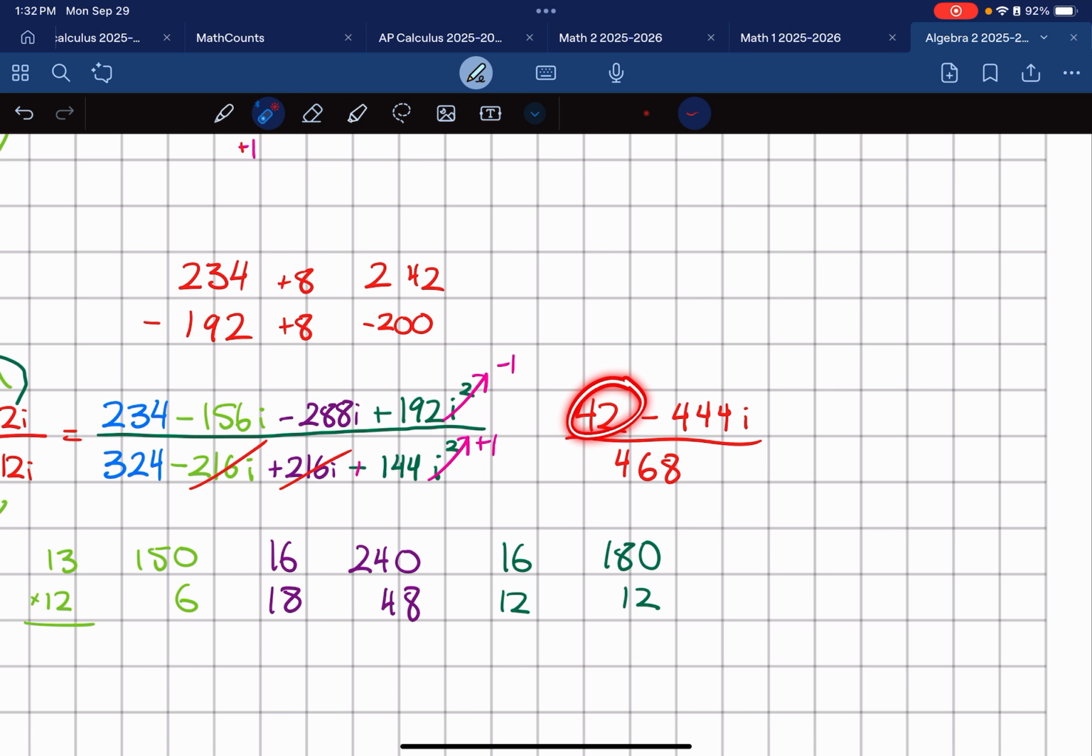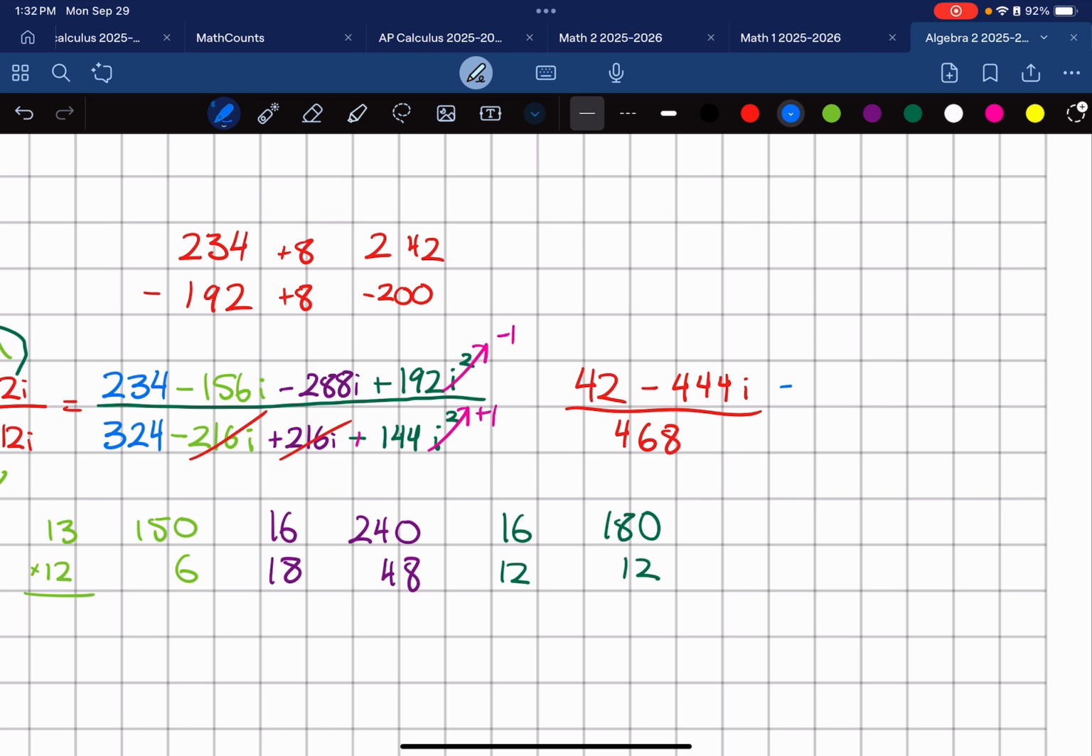But I'm noticing that each of these numbers is divisible by 2. Is this divisible by 4? No. So I think at the maximum we can do is divide by 2. So let's go ahead and divide the numerator and denominator by 2 here. So to make this a 21 minus 222i all over 234. Whew. What a problem.